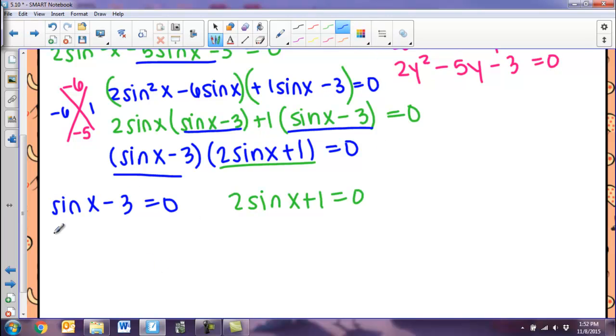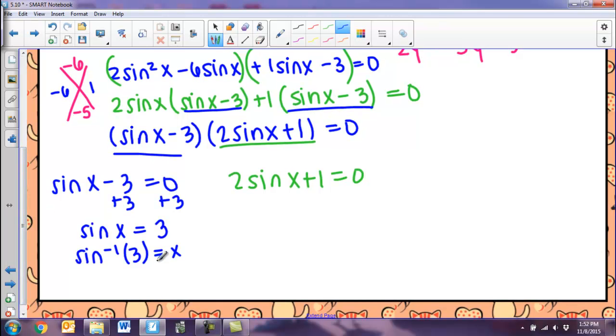Okay, so the first thing I'm going to do here is, remember, try to get my trig function on one side by itself. So I get sine x equals 3, and I would take the inverse sine of both sides in order to find x. Now, if you think about your sine graph, or if you think about a triangle, remember, you would be trying to make a triangle that has the opposite side of 3 and the hypotenuse of 1.